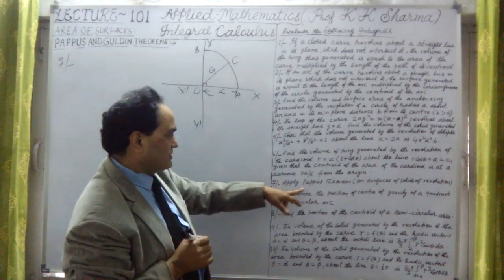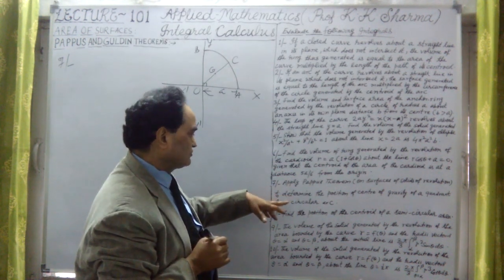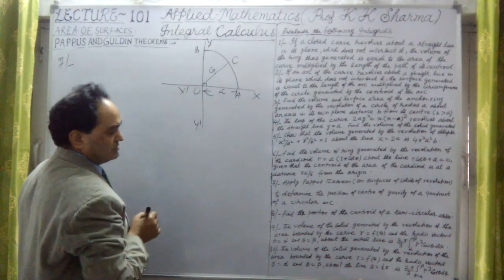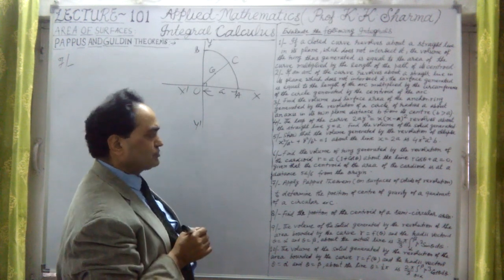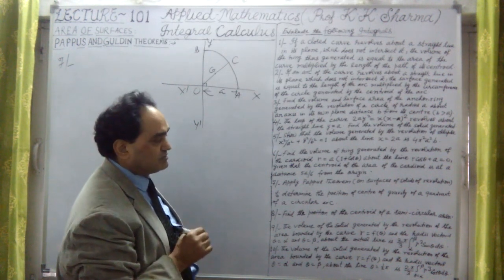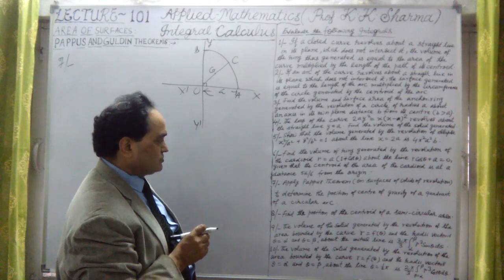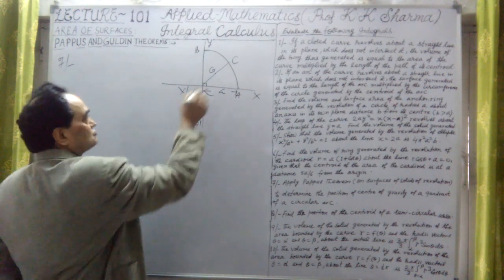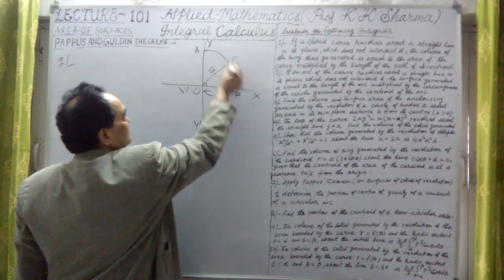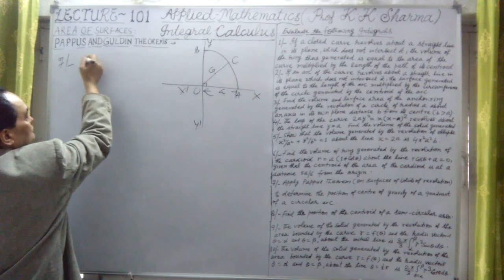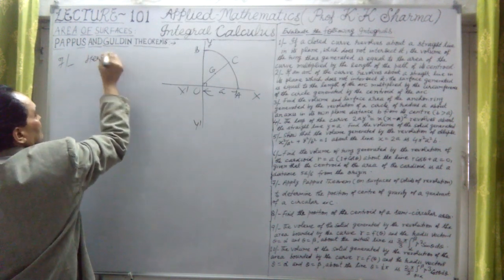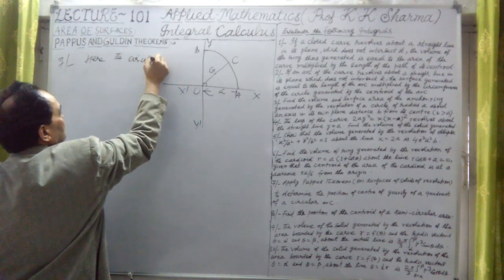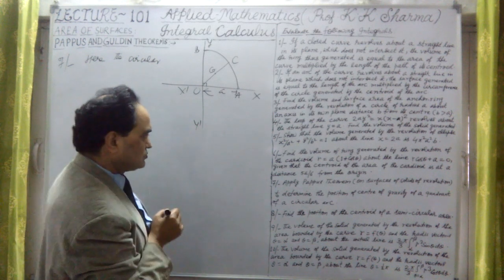So it says, apply Pappus theorem on surfaces of solids of revolution to determine the position of the center of gravity. In this case, we have to find the area of the solid of revolution. Determine the position of the center of gravity of a quadrant of a circular arc. What is the length AB? Let me first find out.